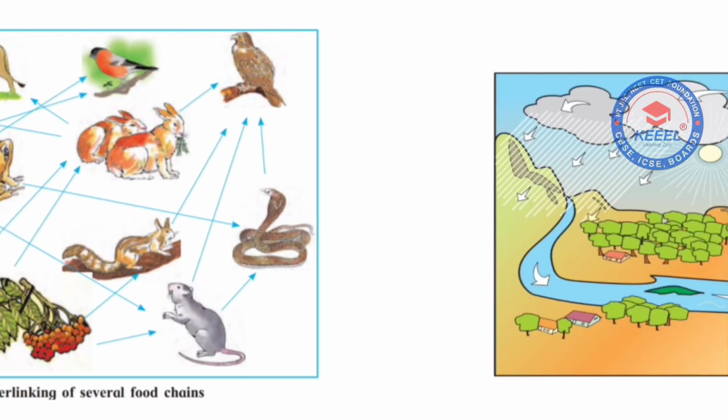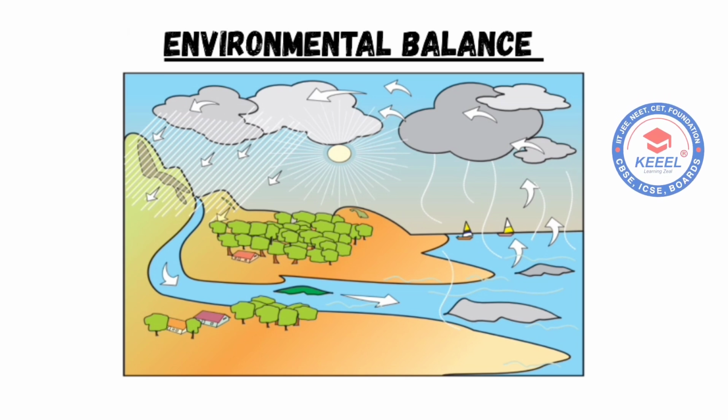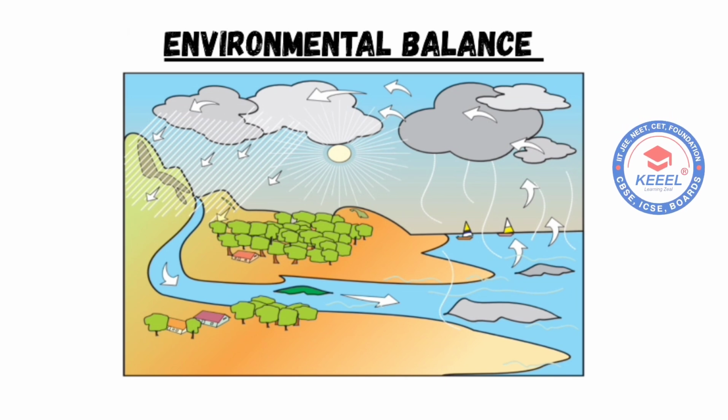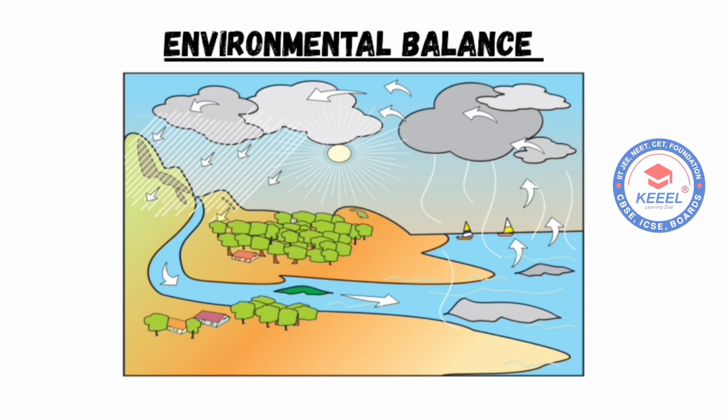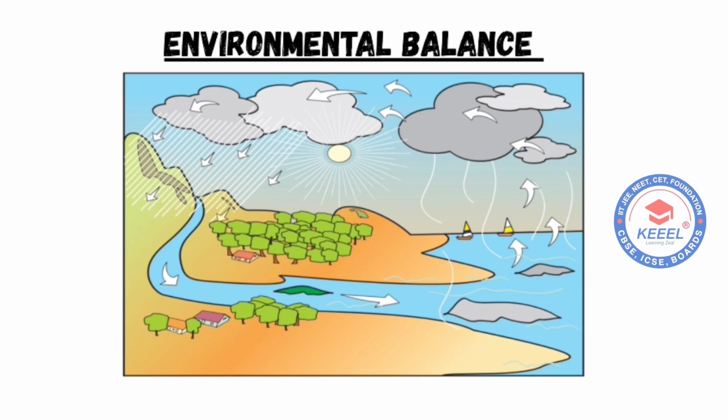Environmental balance. There are three main natural cycles that help keep the environment balanced. Water cycle. Sun heats the water. It turns into vapor, evaporation. Vapor rises and cools, forms clouds, condensation. Clouds become heavy. Rain falls, precipitation. Rainwater flows into rivers and oceans. This cycle keeps repeating and gives us clean water and rain.